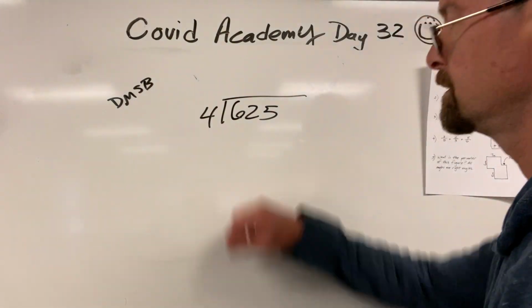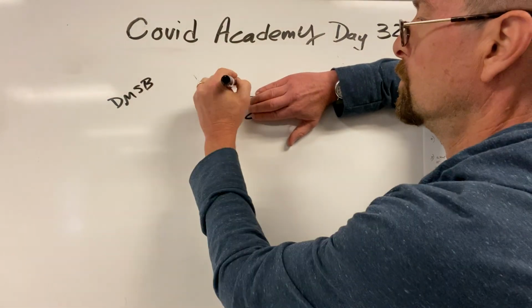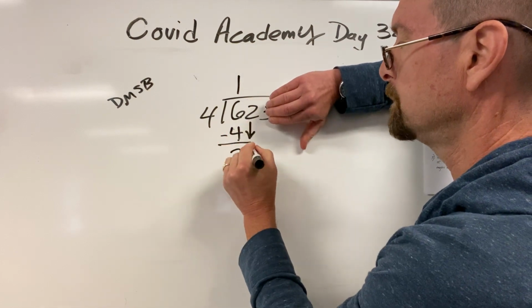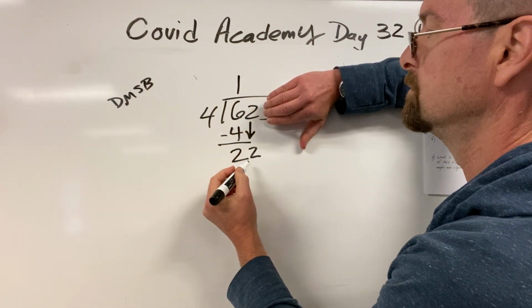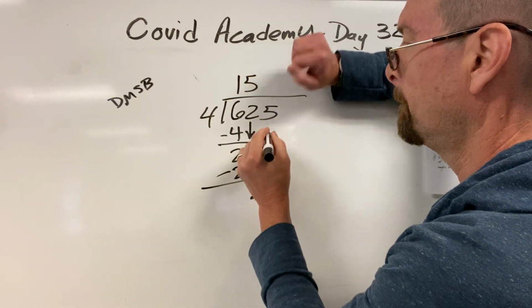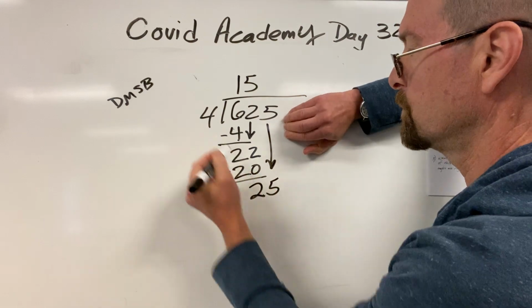All right. 1 times 4 is 4. Subtract to get 2. Beep. 22. How many 4s into 22? 5. 5 times 4 is 20. Subtract, you get a 2. Beep. 5. How many 4s fit into 25?